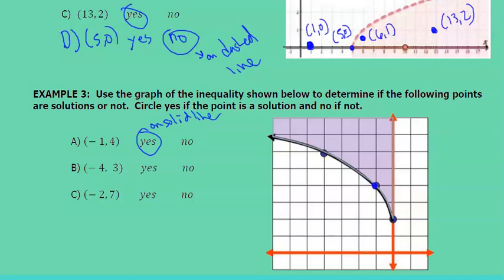Negative 4, 3. 1, 2, 3, 4. 1, 2, 3. That would be a no. It's in a blank region, not a shaded region. And then we have negative 2, 7. And that's a yes.